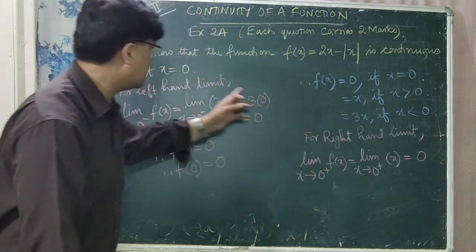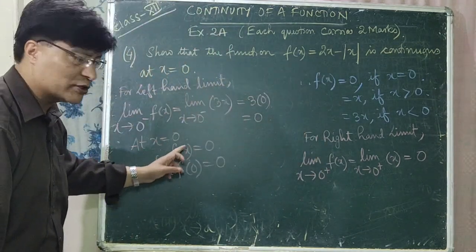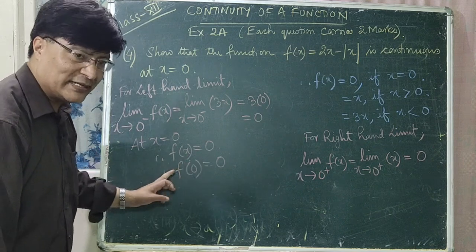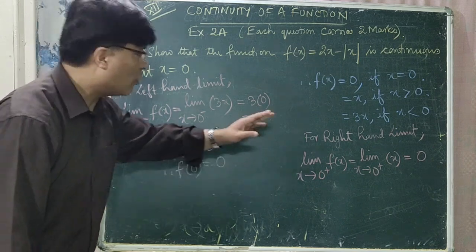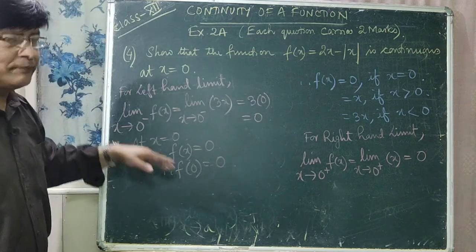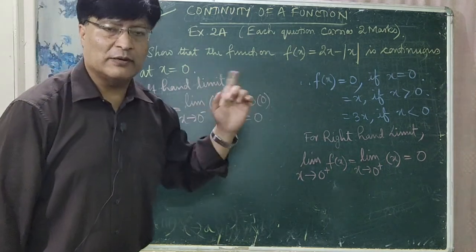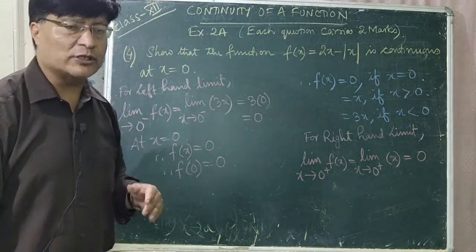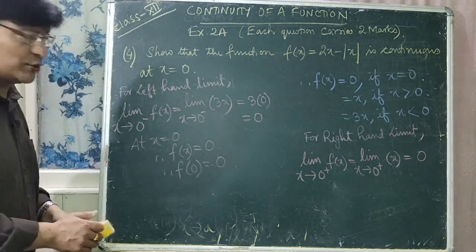Now all these three are equal, isn't it? That is, right hand limit is equal to left hand limit is equal to the value of the function at x equal to 0, that is f of 0 is equal to 0. All these three values are equal. So what can you write here? The given function f of x is continuous at x equal to 0.